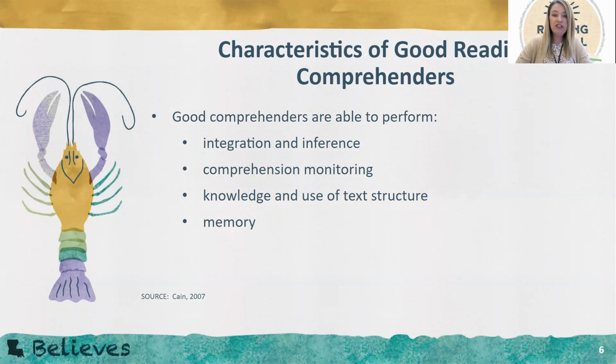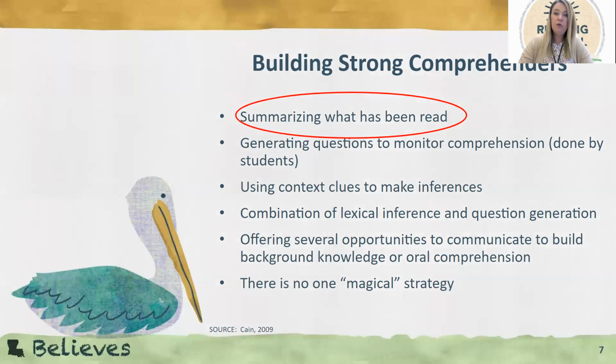They have knowledge and use of text structure. They understand, like we're talking about, those different types of sentences, different genres, the purpose for different writings, and they have good memory. They have short-term and long-term memory that they're able to access, and as they read, they can store that in different components of their memory. We said that building strong comprehenders, these are different things that we can do for them.